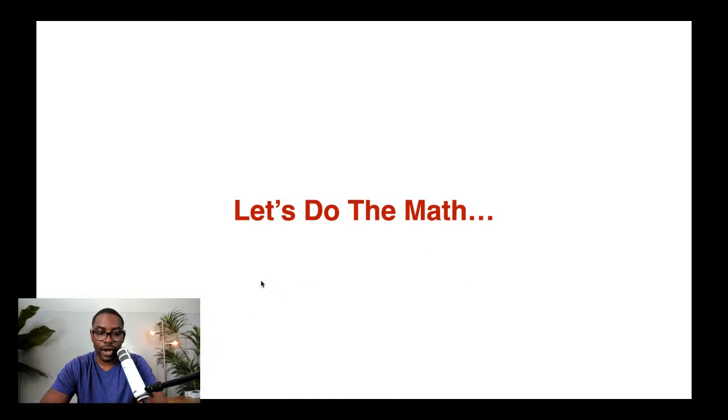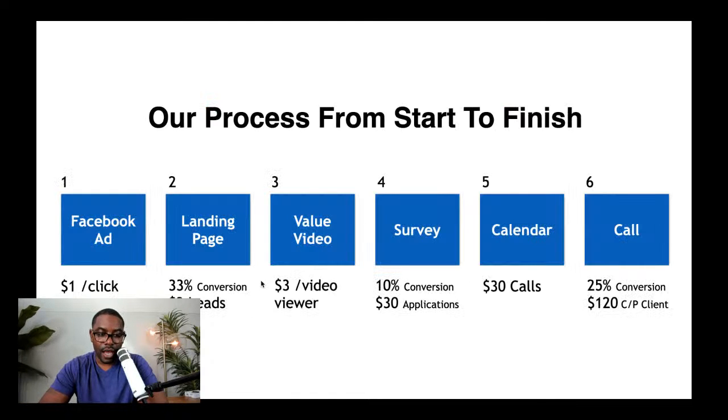So let's do some math, right? So we spend $1 per click, $3 per lead, $30 per application to hop on a phone call with us at a 25% conversion rate. So 1 out of 4. So 3 times 4 is, right, is 120. And we close one of them. That means that our cost per acquisition is $120.